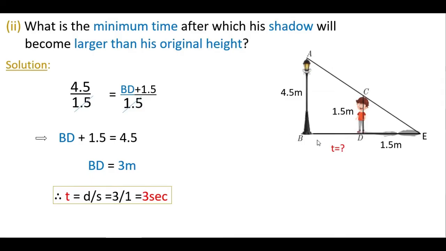So once you find the distance from here to here, B to D, then you can calculate by using the distance formula. That is T is equal to D by S. That is equal to, here D is 3 meters. That means here this distance is 3 meters. 3 by S is 1. Speed is 1 meter per second. So 3 by 1, that is equal to 3 seconds. So from here to here, the time taken is 3 seconds.